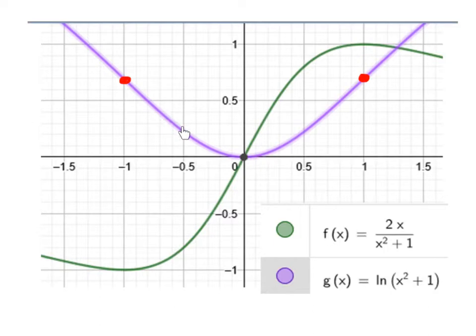So this is our original curve that we were given. The green curve is our derivative. We can see that the green curve has a turning point at minus 1. And so at minus 1 on our purple curve, that is a point of inflection. And we can see again that our green curve has a maximum, so a turning point, at positive 1. So at 1 on our purple curve is the other point of inflection.